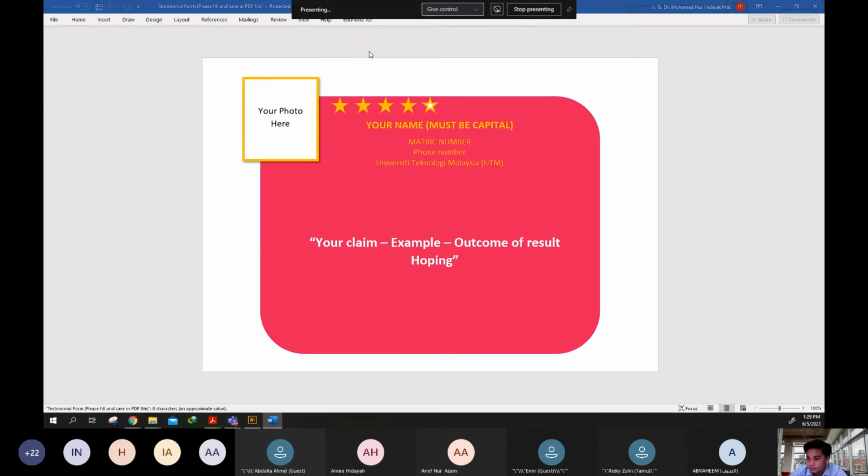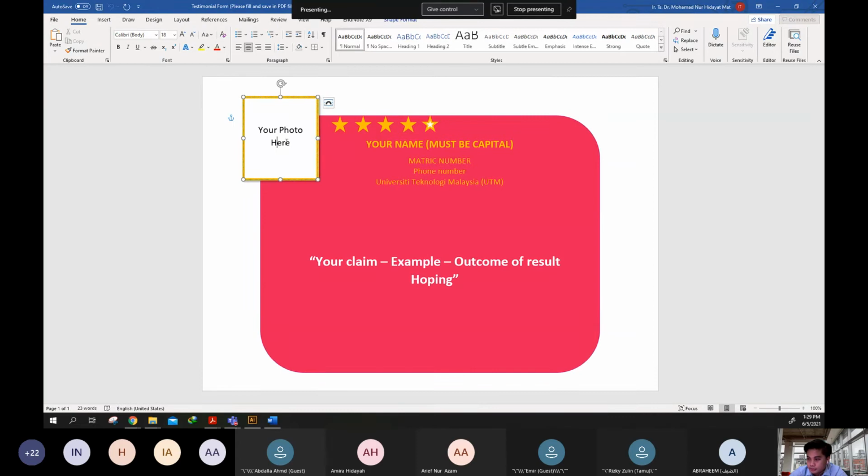Okay, can you see? Your picture, your name must be capital, your matric number capital, your phone number, and finally your claim. For example, this is the structure. You can do it on your own. If you don't have any idea, you can use my template, my format. Your claim, for example, this is the outcome of the result, and hoping. That's it.